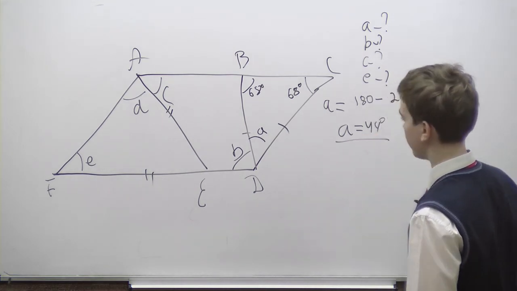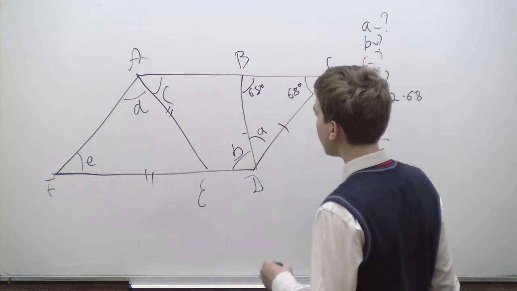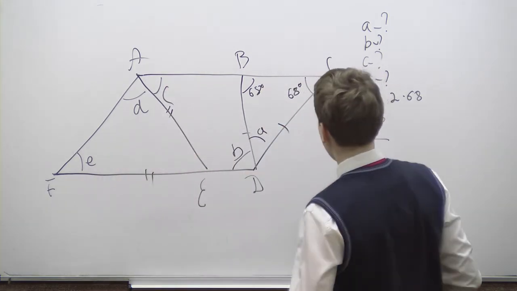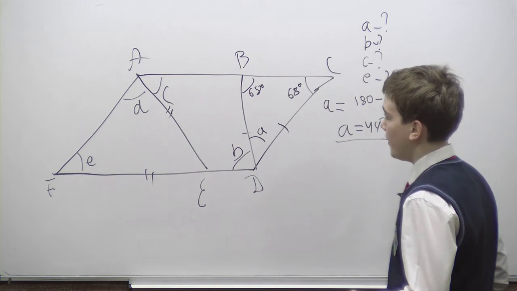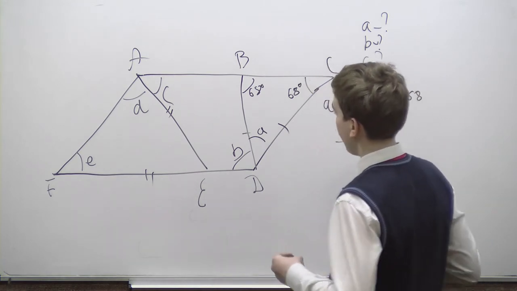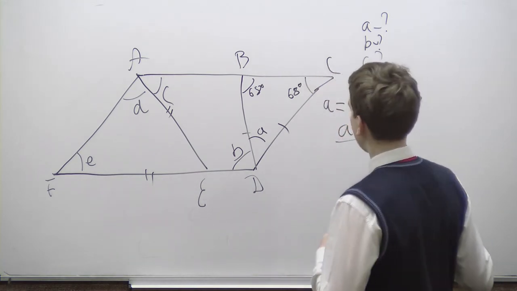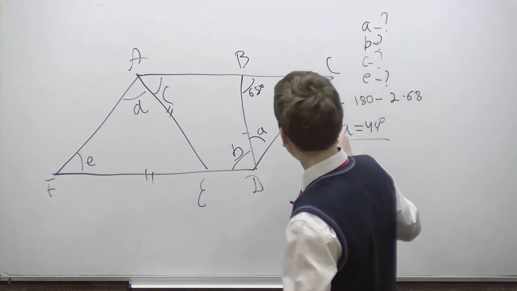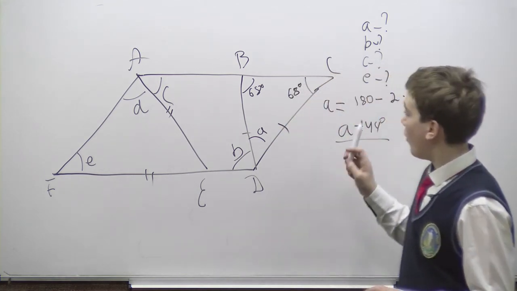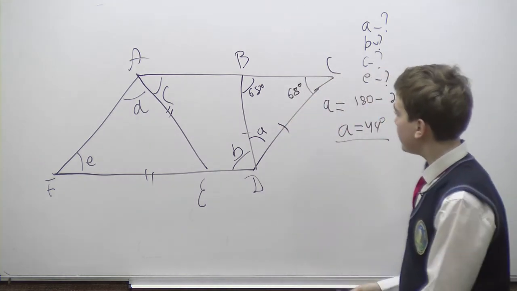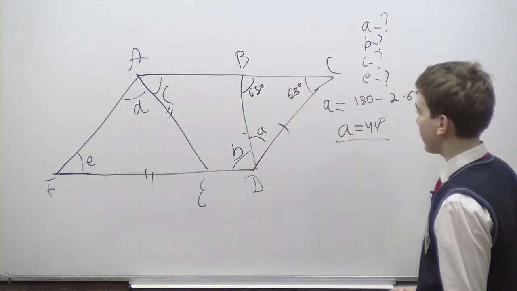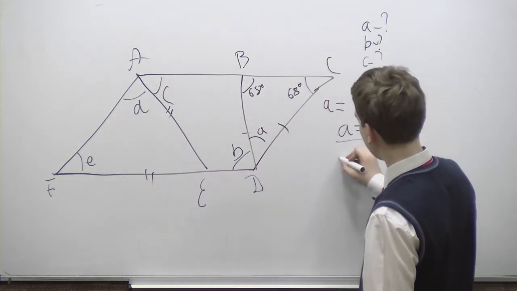That's the first answer. Then I know from the condition that the figure FACD is a parallelogram because it has two pairs of parallel sides and also some equal sides. So I know that in a parallelogram opposite angles are equal. So I can say that angle C is equal to angle F, and the angle 64 degrees is equal to angle E.